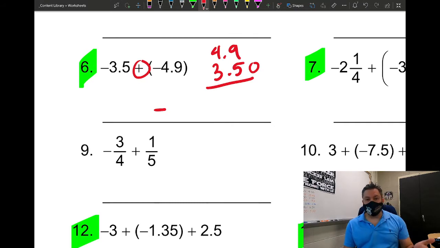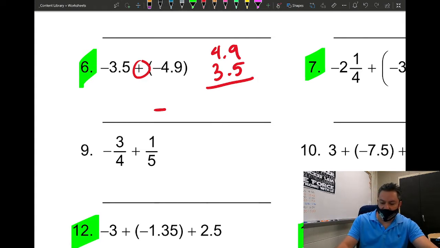But if one of them ended in tenths and the other one in hundredths, then you would have to add a zero. That way you can line them up and subtract them properly, okay? But in this case, we're adding, so we don't need to add anything. We're just going to go ahead and add. 5 and 9 is 14, carry the 1. 4 and 4 is 8. Bring the decimal, and my answer is negative 8.4, and I'm done.